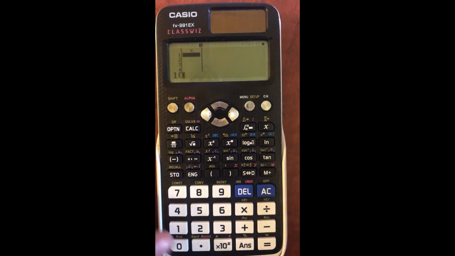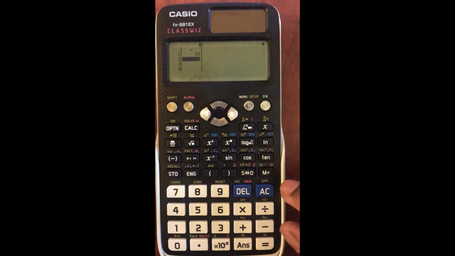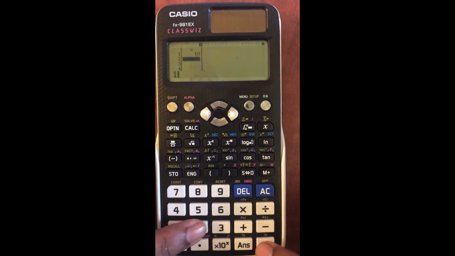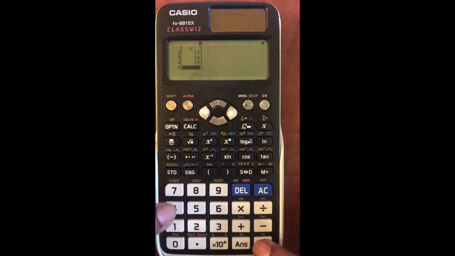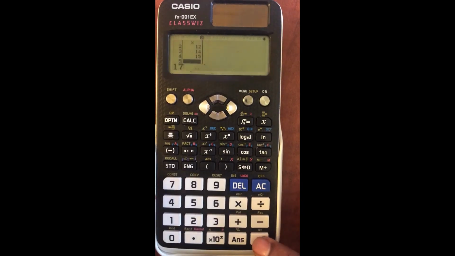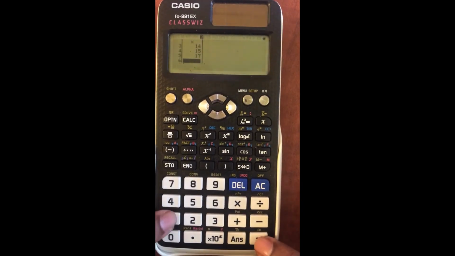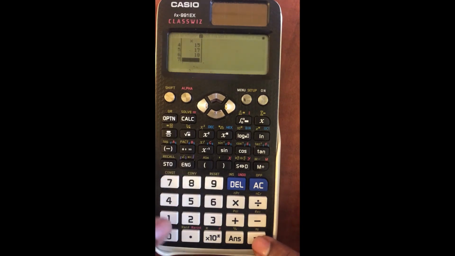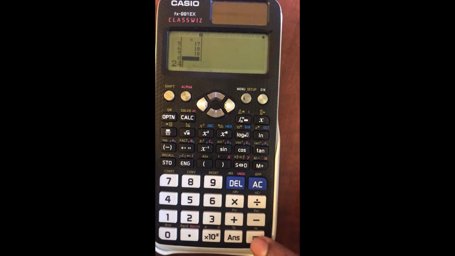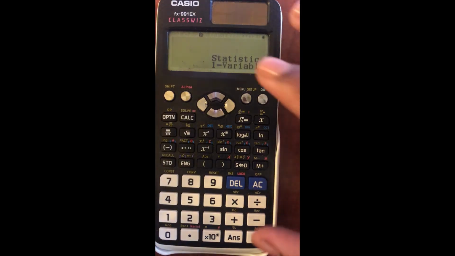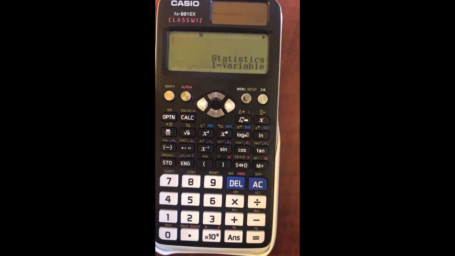So you have 10, and then you press equal. That inputs the data. 12 equal, 14, 15, 17, 18, and you have another 18, and then finally 24. Then you click on AC. So that inputs the whole data series into this calculator.